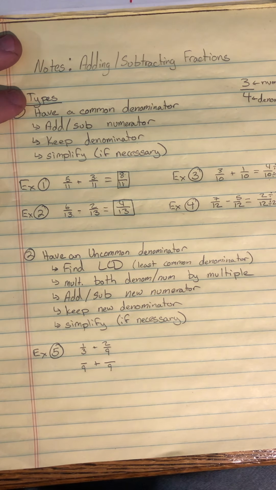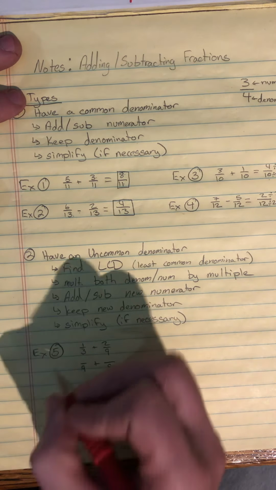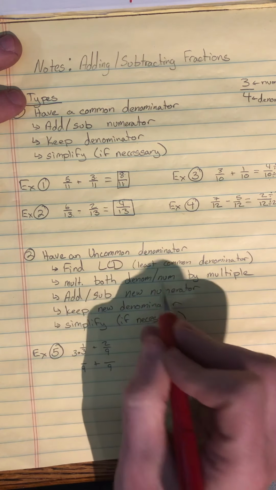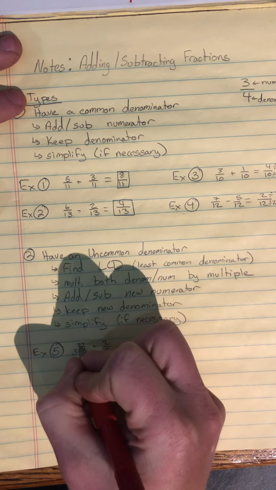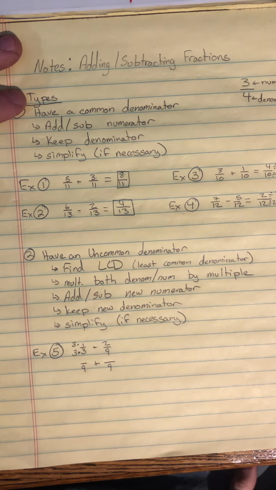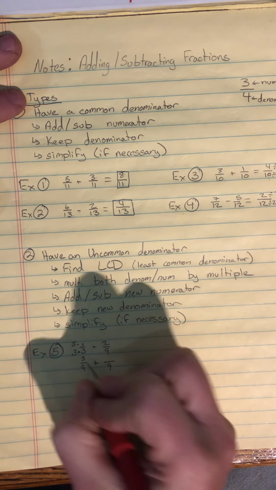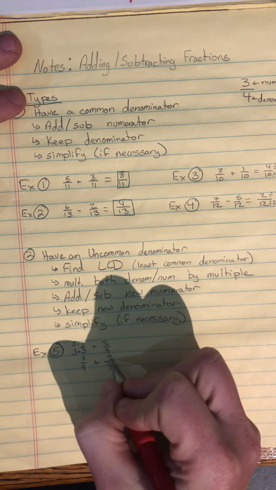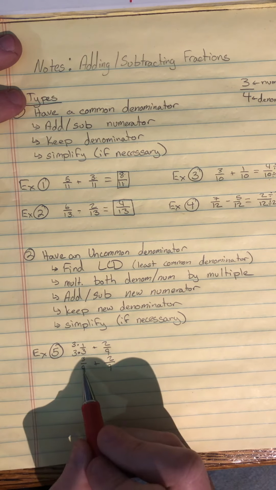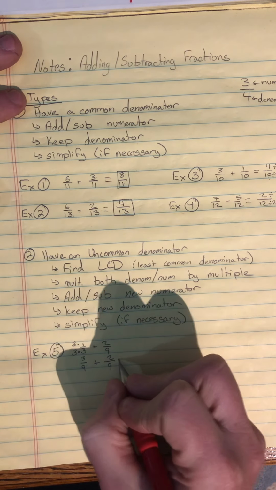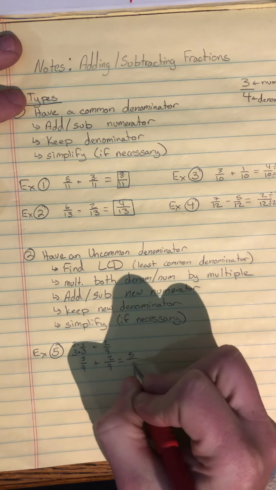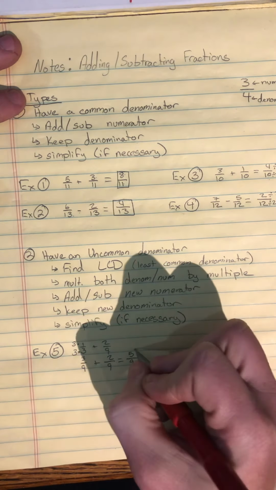So I always like to set it up like this. I now figured out what my new denominator is. What times 3 gives me 9? Well, 3. And I need to multiply both the denominator and numerator. So if I multiply the bottom by 3, I have to multiply the top by 3. 3 times 1 is 3. 3 times 3 is 9. Boom. 9 is already 9, so I don't need to change this one. We now have a common denominator. Add our numerators. 3 and 2 is 5. Denominator stays the same. We have 5/9. No need to simplify.